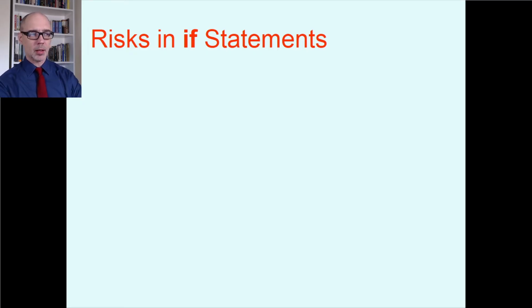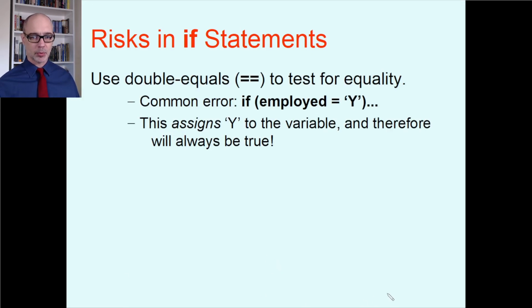Okay, so let's talk about some risks in if statements, things that commonly go wrong, particularly for beginning programmers. So remember, you got to use the double equals to test for equality. Now, a common error at this point is to accidentally have an if statement that just has a single equals in there. And that's going to be a very confusing problem that we'll just think about for a second.